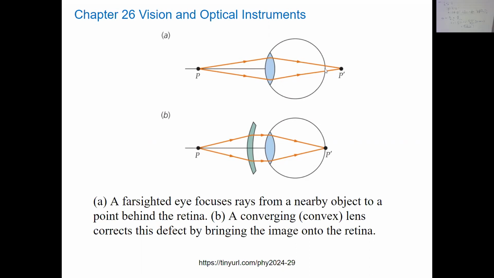In the case that if we have farsighted eyes, then our eyes will not converge the rays to be right on the retina over here. So then we need a corrective lens to be placed in front of the eyeball. Then the rays will hit the lens and be converged before hitting the eyeball, and get the right position for the image to be on the retina here.